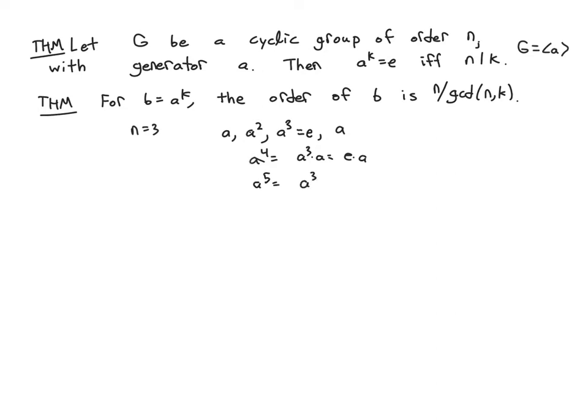What's a to the 5th? Well, that's just a cubed times a squared. It's just the identity times a squared. It's a squared again. What's a to the 6th? Well, by our theorem, that has to be the identity, e. So you start to see this repeating pattern. And so what happens is, as you start to compute the higher and higher powers of your generator, you're just cycling through the same list of n elements in order over and over. And so that's the origin of the name cyclic group.